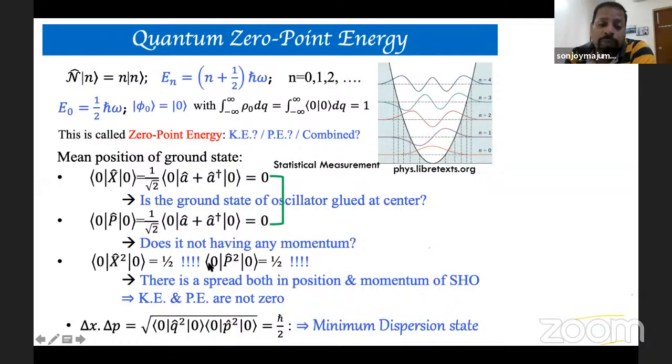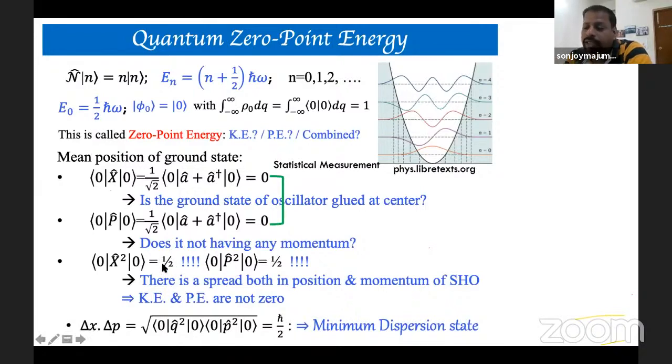Similarly, P square with respect to the ground state will be half. This means it is half in the unit of H cross, so both of them are in the unit of H cross. What does it mean? It means that when you do this measurement of position and momentum, there is a spread of the observation from the central value, the mean value. That spread can go to either side of the mean value, and it will be half H cross omega and half H cross.